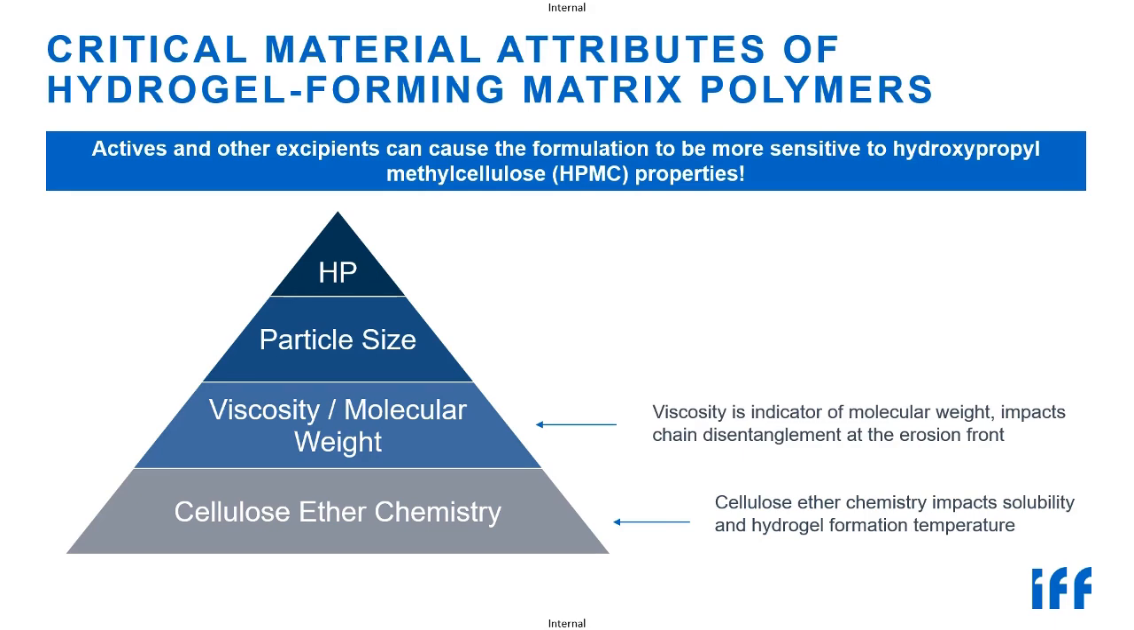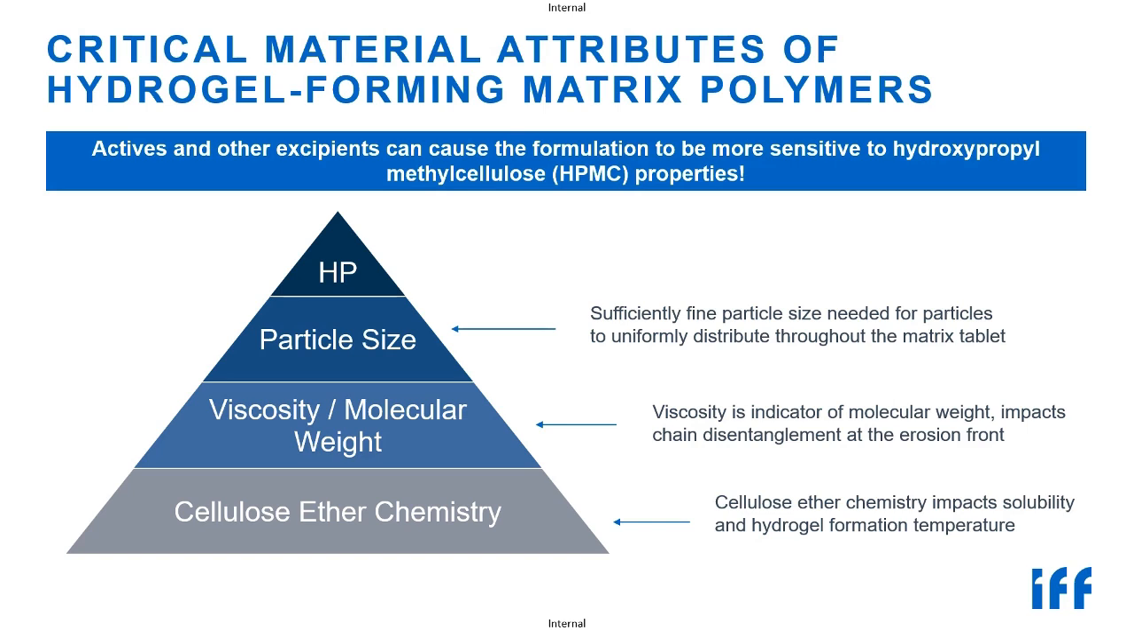The second important property is the viscosity or the molecular weight. This property can impact the chain disentanglement at the erosion front. We have a range of viscosities within each chemistry, so it's crucial and important that we choose the right viscosity or molecular weight, which gives us the right dissolution rate.